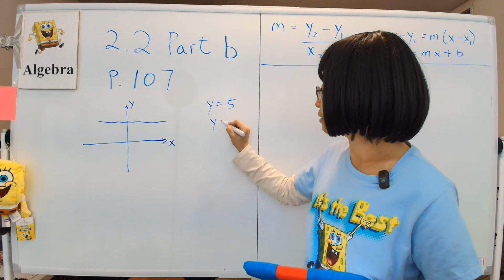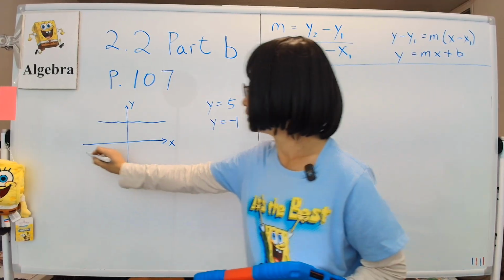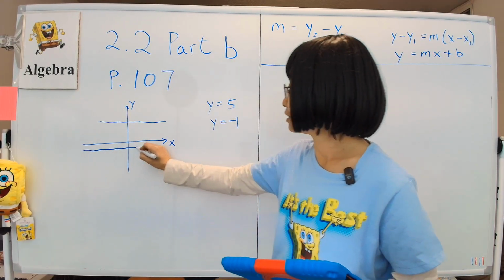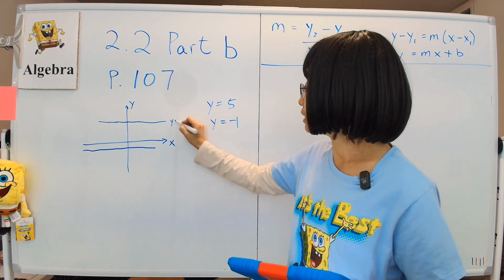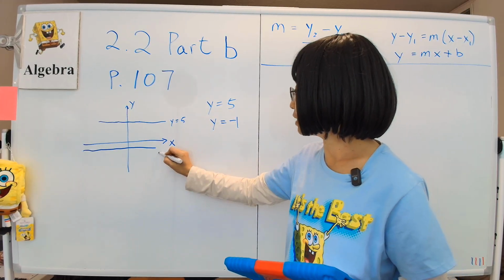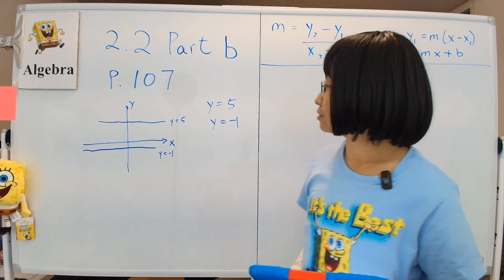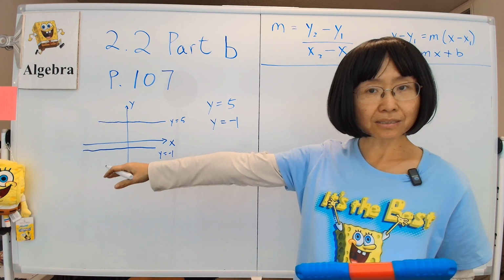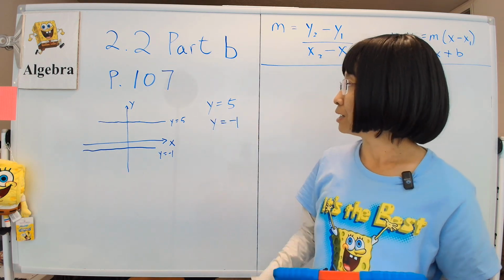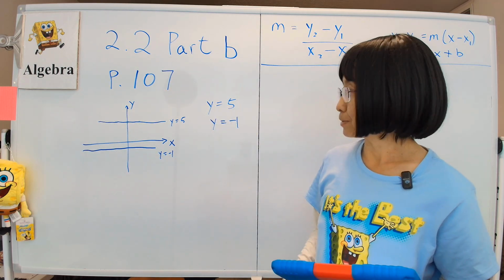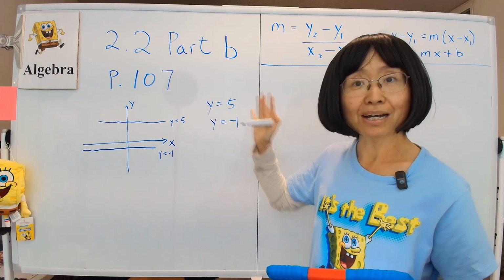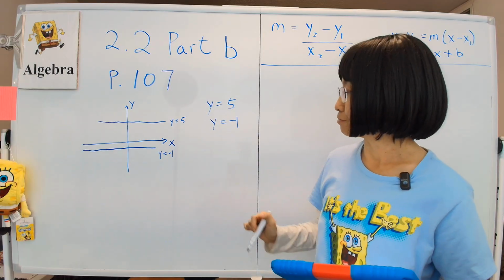Okay, let's make up another one. y equals -1. Then that's the line down here. Here's y equals -1. This is y equals 5. And here we have y equals -1. So for any horizontal line, all you say is what the y value is, because x is whatever it is, y is still 5, or y is still -1.